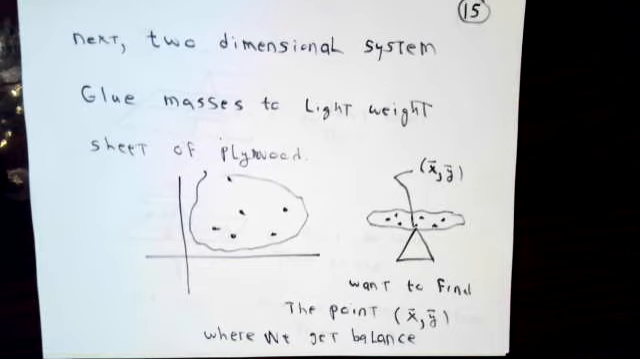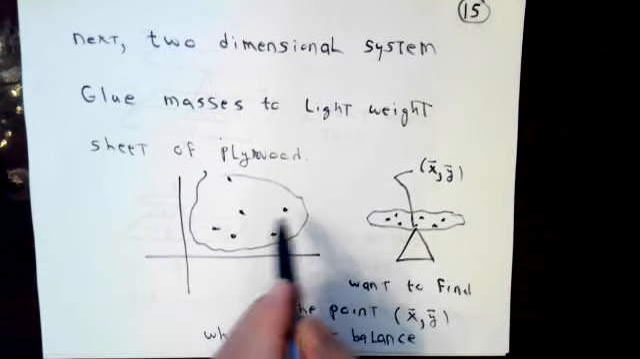Next, imagine that you've got a two-dimensional piece of plywood. You've made it so thin and lightweight you can ignore its mass, and then you glue various objects to it. Each one of the objects will have an x-coordinate, a y-coordinate, and of course, each one of the objects will have a mass or a weight, depending on how you want to state it.